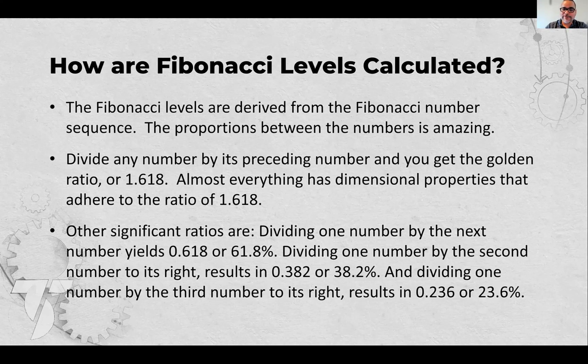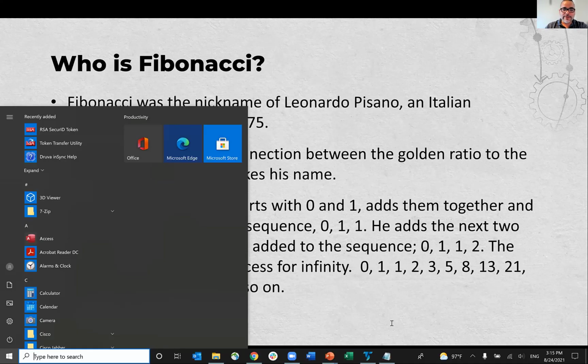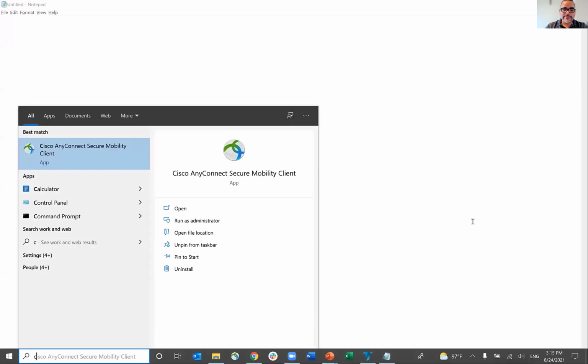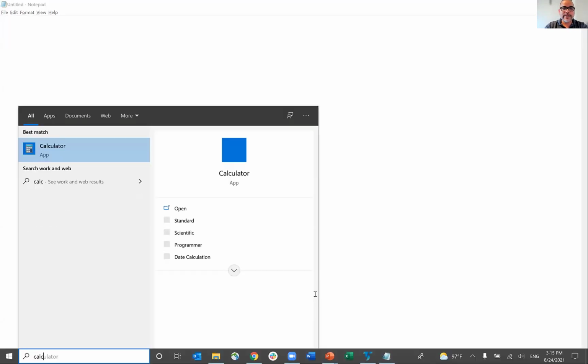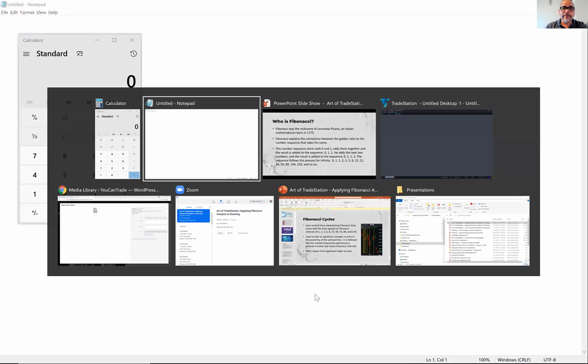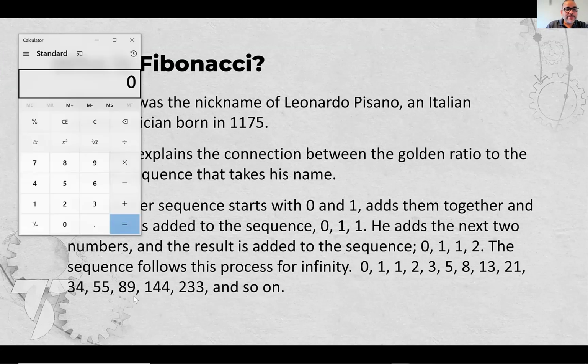So let's go back here to my Fibonacci sequence and let's pull up the calculator so that we can do our own math. That's not the calculator, that's Notepad, and I'll bring it up again. So calculator, and let's pull up the PowerPoint. All right, so let's say, for example, that we take the 55 right here, part of the sequence, and we divide it by 89. That gives you 0.617 or close to 0.618, which is the golden ratio.